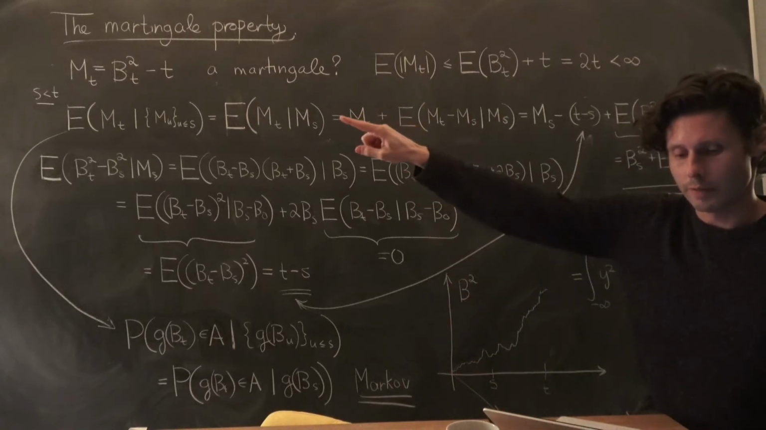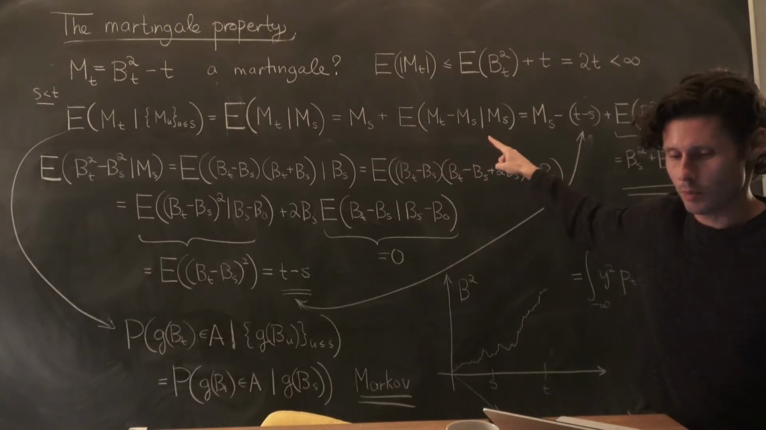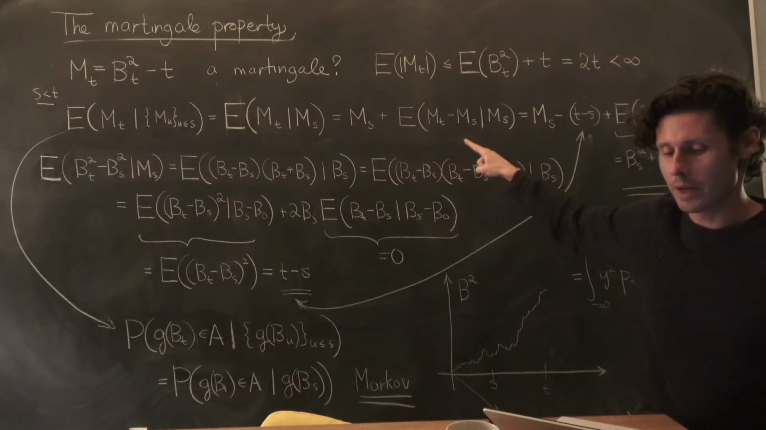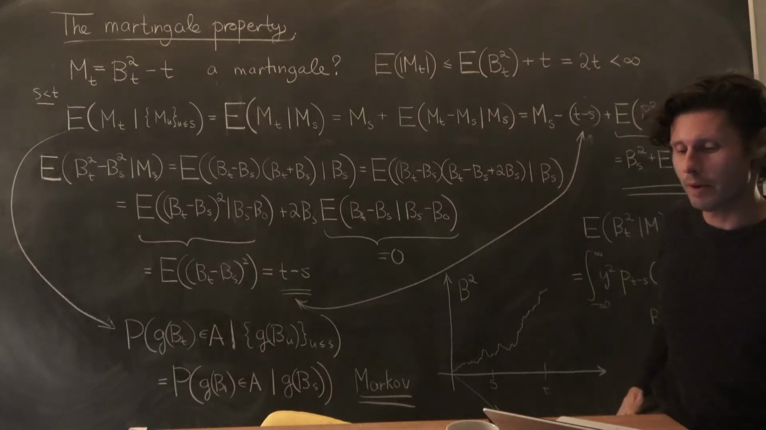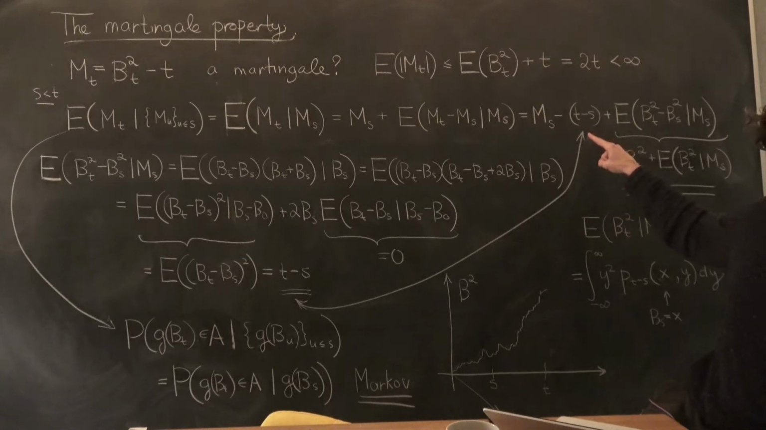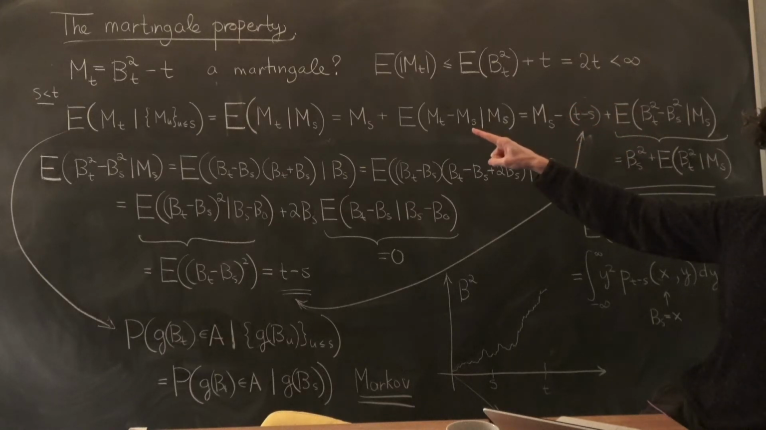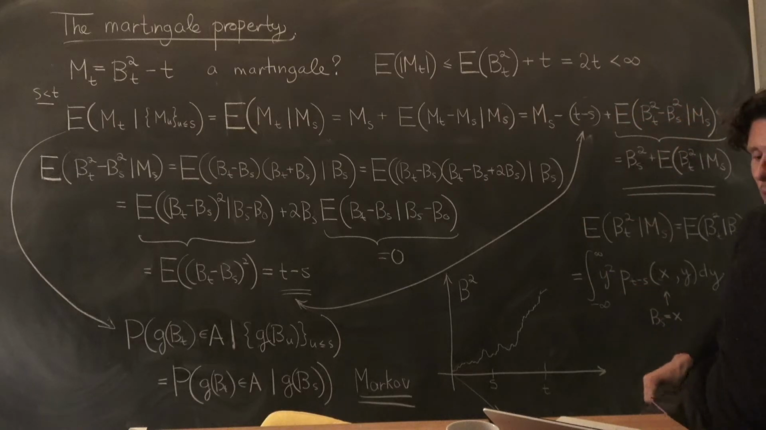So the only thing I've done, again, to go from this line to this line is add an MS and subtract one, and it comes in and out of the expectation because it is known. We're conditioning on that value. So let's see what I did in the next step. I just used the definition of M to pick up a T minus S term. It's subtracted because T was leading, and then what I have is the difference of these squares of the Brownian motion.